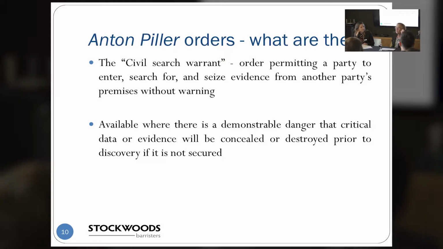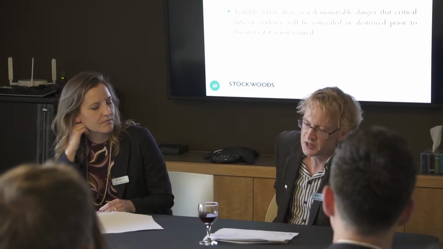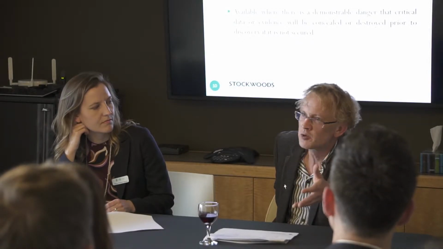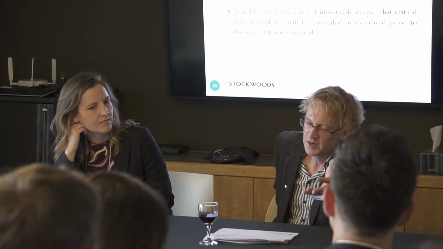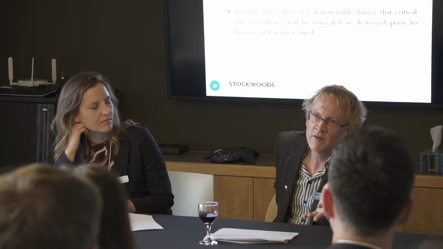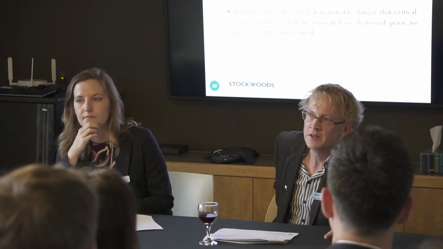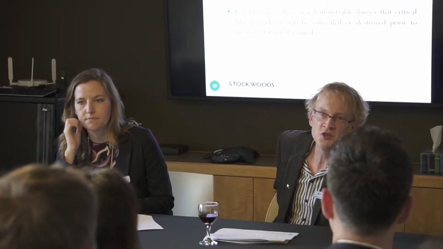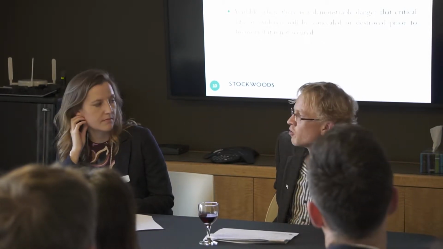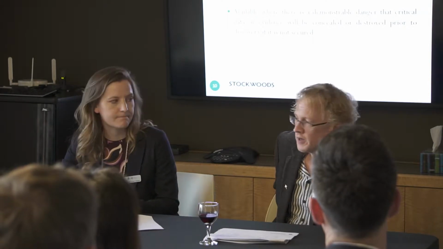When is it available? It's available when you meet the requisite test, but the core of the test for an Anton Piller order, given its severity and its intrusiveness, is: is there a demonstrable danger, on the evidence, that important data or evidence that's important for the litigation is going to be destroyed by the defendant party if it isn't secured on the basis of a court order that's obtained without warning?